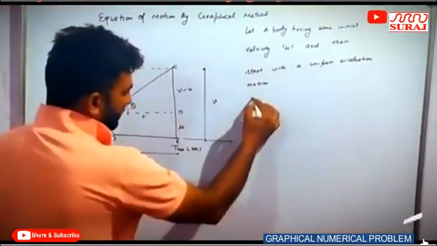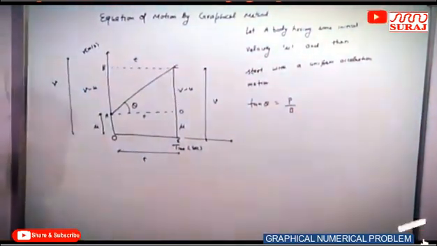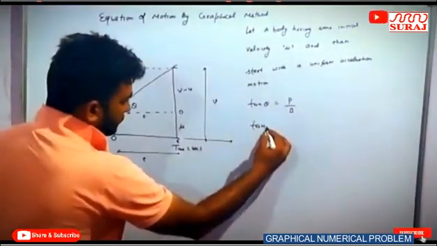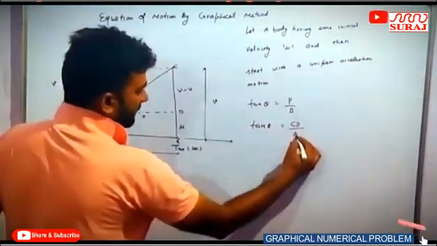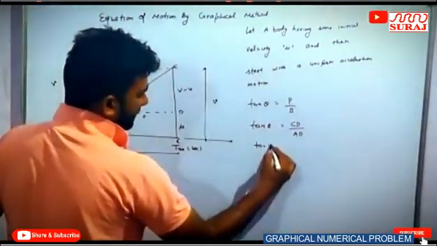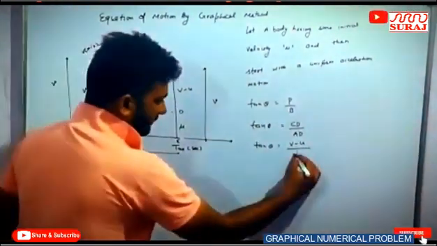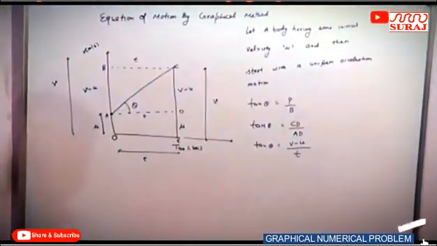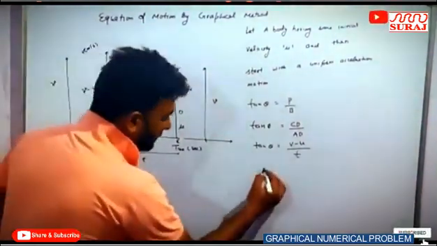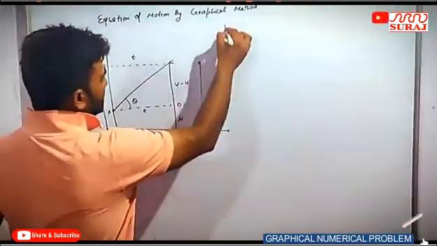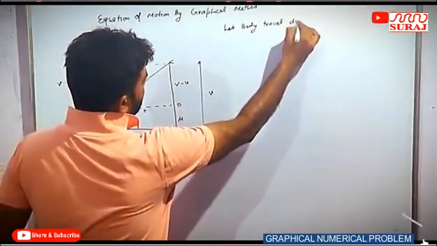Now here a slope exists, that is called theta, and slope is always in the form of tan theta. So tan theta is equal to perpendicular upon base. So tan theta is equal to perpendicular CD by base AD. Put the value of CD, so tan theta is equal to v minus u, and put the value of AD, so tan theta is equal to v minus u by t. We know that the slope of the velocity-time graph gives the acceleration. So a is equal to v minus u by t.